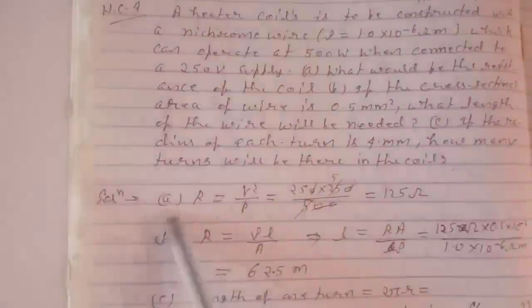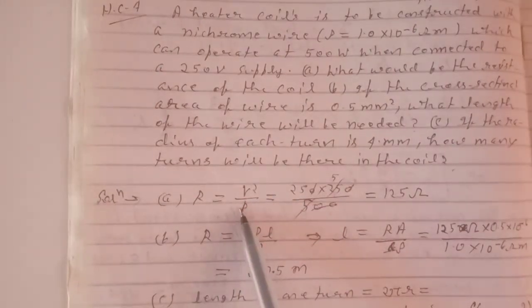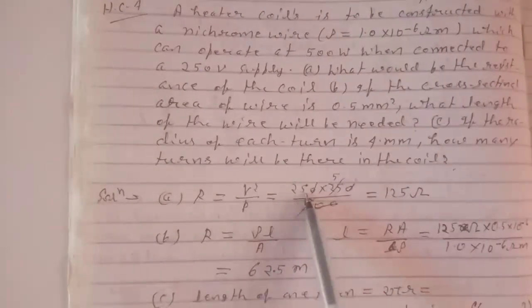Here, A. Rated R equal to V square by P, that is, the rated value of voltage and power. So 250 which can operate at 50 watt and 200 watt.